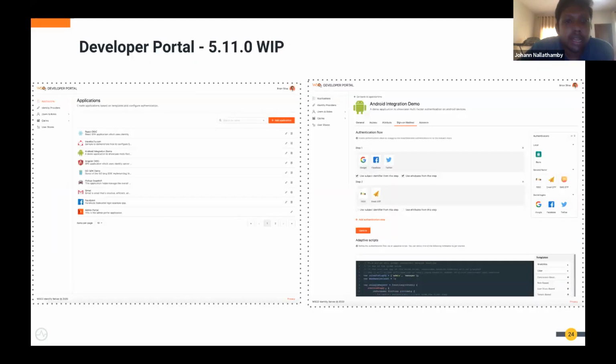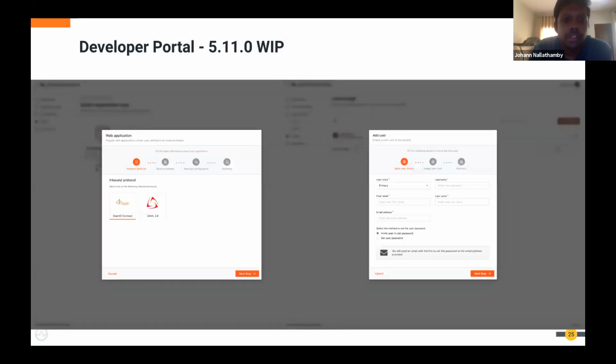So just before ending, these are some screenshots from our ongoing development. This is work in progress. If you're familiar with the administration console that we have right now, this is the successor for that. This is a React-based portal, which is going to be our new developer portal. We are renaming the admin portal to developer portal. Some more screenshots, completely focusing on the user experience.